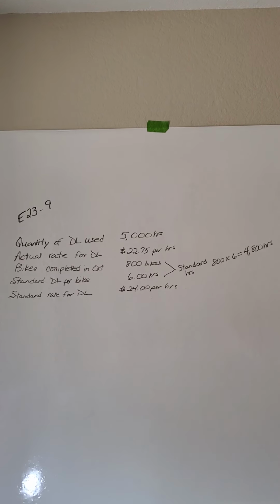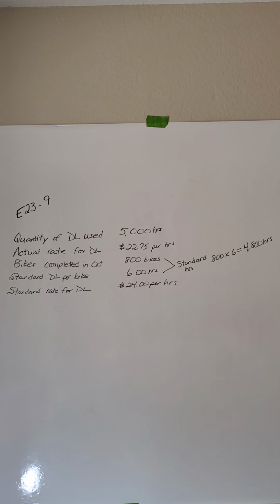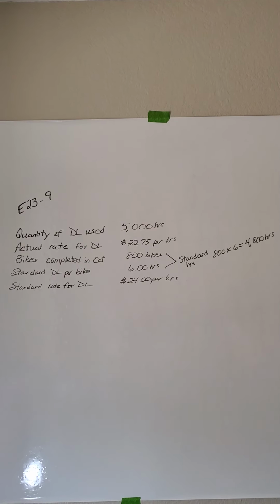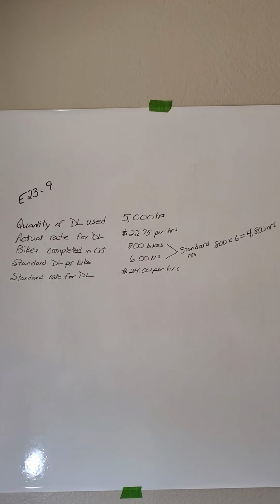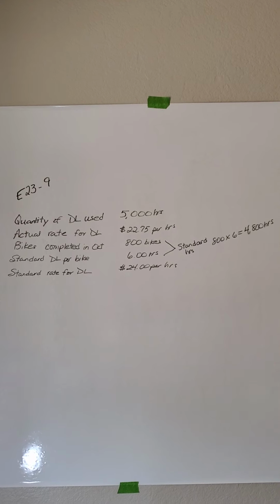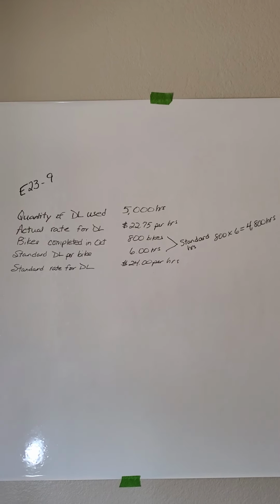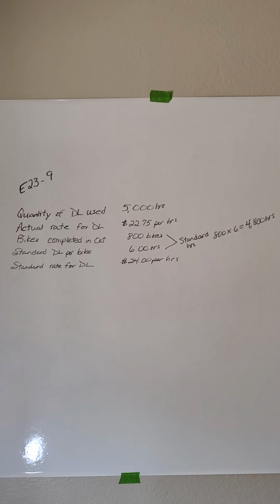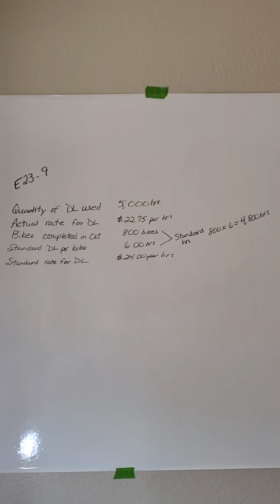And then they tell us the standard rate for direct labor is $24 per hour. It says determine the direct labor rate variance, direct labor time variance, and total direct labor cost variance. Enter a favorable variance as a negative number and unfavorable as a positive number. So we're going to look at this. This is very similar to exercise 23-8 that we just did.